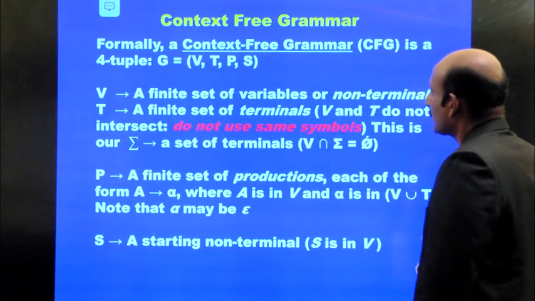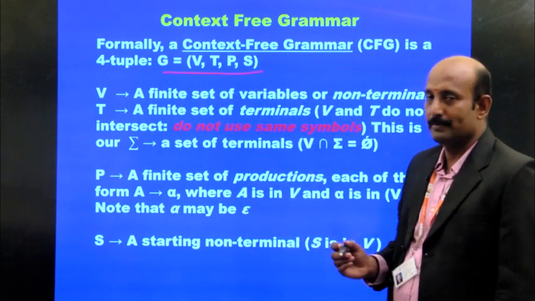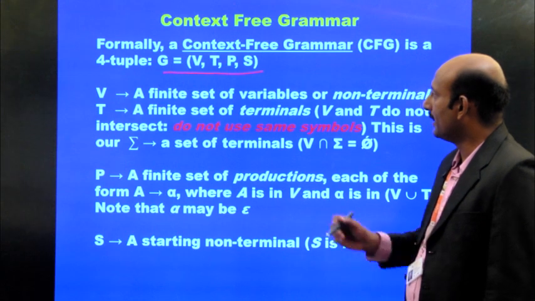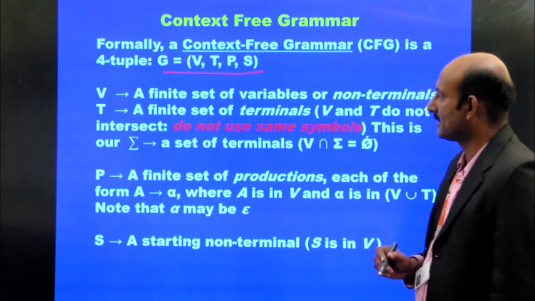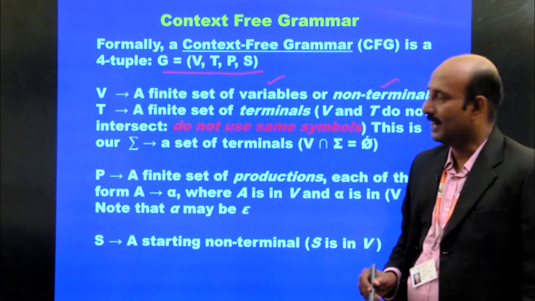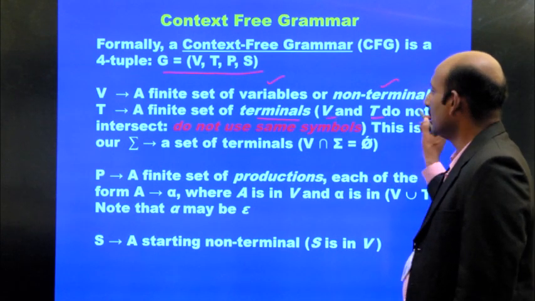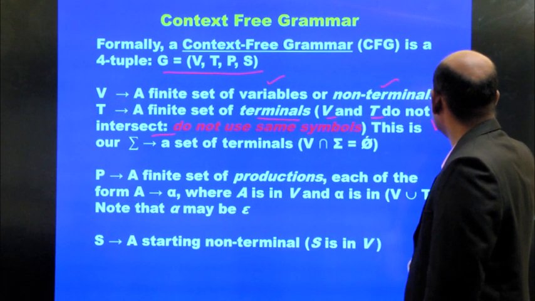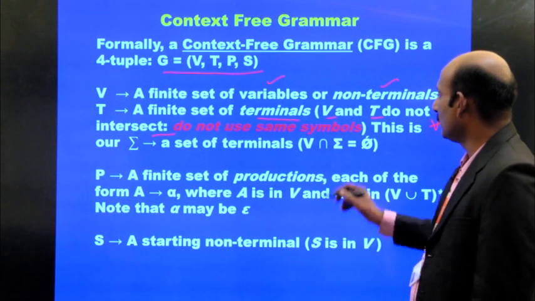So as I said, this context-free grammar consists of these 4 tuples. This is similar to other languages: G equals (V, T, P, S). V stands for a finite set of variables or non-terminals, and T stands for a finite set of terminals. V and T do not intersect, so we do not use the same symbols.